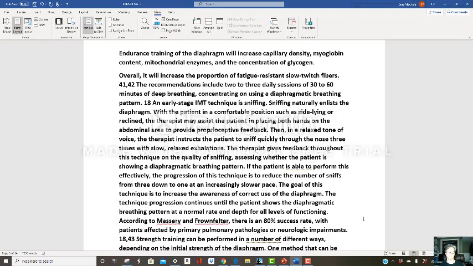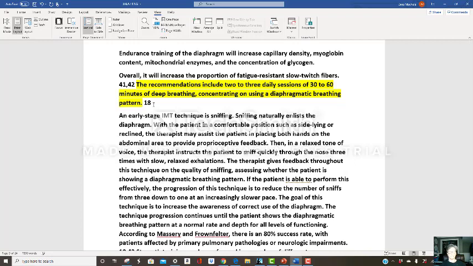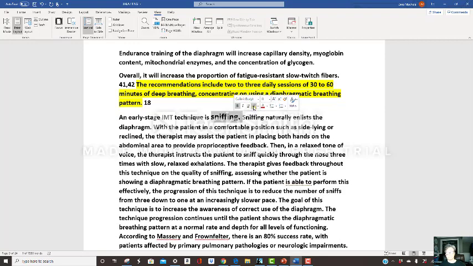The recommendations include 2 to 3 daily sessions of 30 to 60 minutes of deep breathing, concentrating on using a diaphragmatic breathing pattern. An early stage IMT technique is sniffing. Sniffing naturally enlists the diaphragm. With the patient in a comfortable position such as side-lying or reclined, the therapist may assist the patient in placing both hands on the abdominal area to provide proprioceptive feedback.